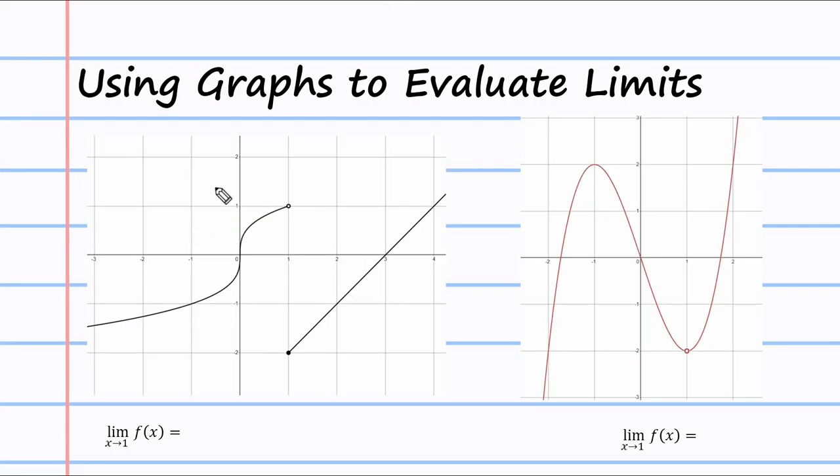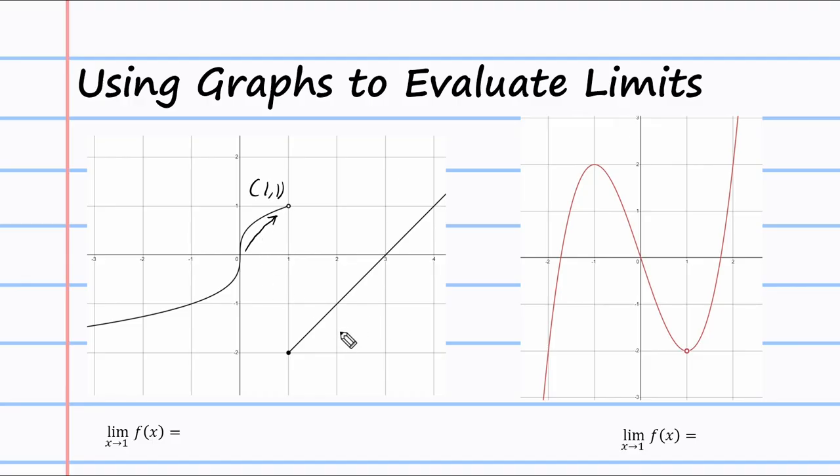Okay, so let's use some graphs to help evaluate some of our limits. For this graph, we want to evaluate what the function approaches as x approaches 1. Let's see, what is the left-hand side limit? We're going to follow this graph and see what f of x approaches as we approach 1 from the left-hand side. We can see that f of x approaches 1 as x approaches 1.